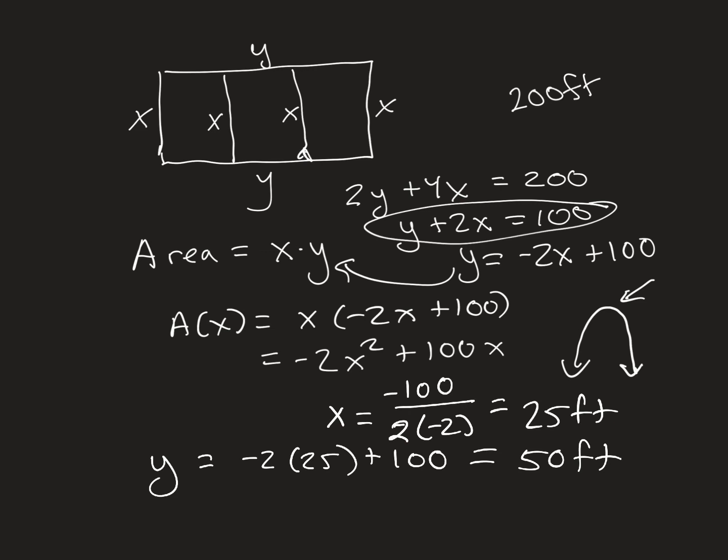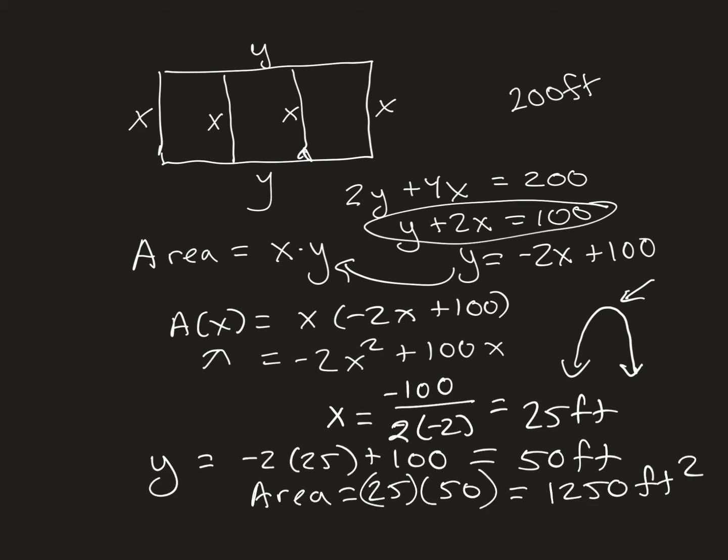If I want to find the max area, I can either multiply those two together, or I can plug 25 back into this area equation. You should get the same thing if we've done it correctly. Since I found both the x and the y dimension, I'll just say the max area is 25 times 50, and 25 times 5 is 125, and I'm just going to add the 0, so 1250 feet squared.